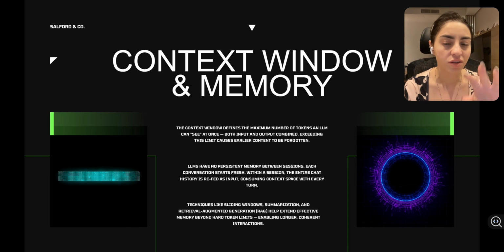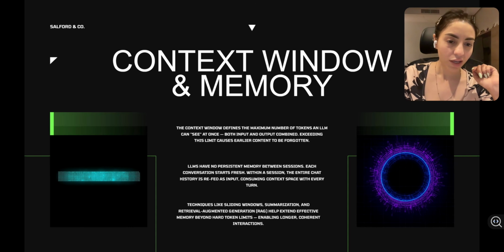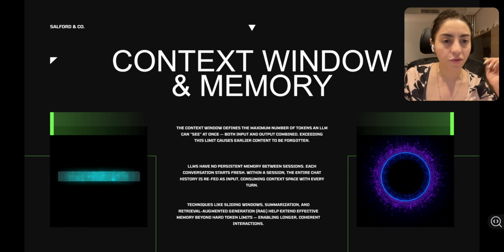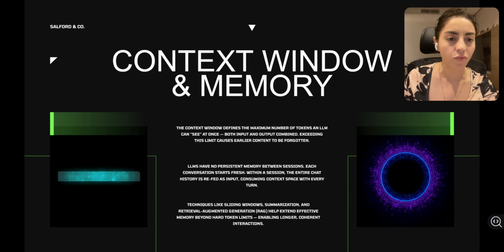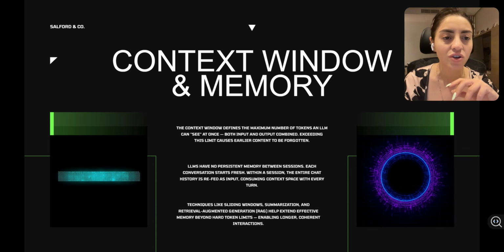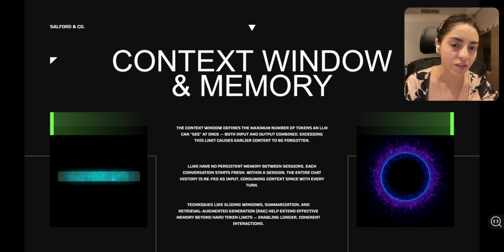This part, context window and memory, is my favorite one. Let's talk about them because people often treat them as the same thing, but they're not. The context window is the amount of information the LLM can work with during a particular interaction. That can include your prompt, previous conversation messages, system instructions, retrieved documents, and tool results. Think of it as your working desk.